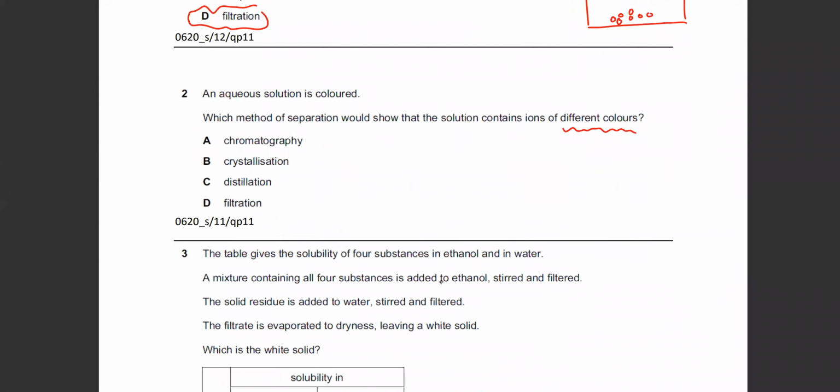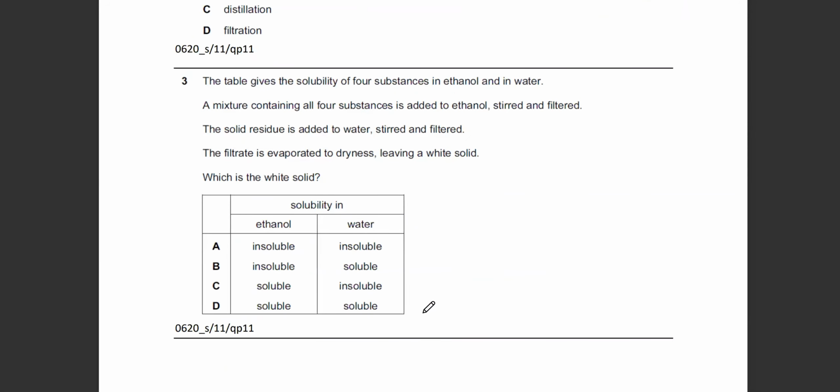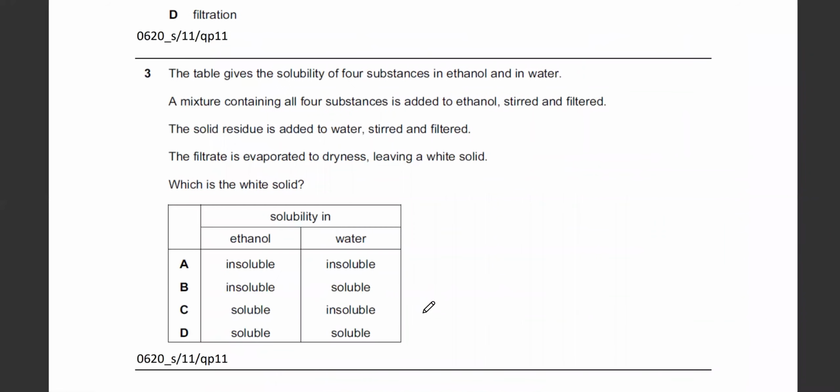Chromatography. Okay, so that's going to be chromatography, and you have got this one. Now this one is kind of a tricky question. Now again, it says the table gives the solubility of four substances in ethanol and water.